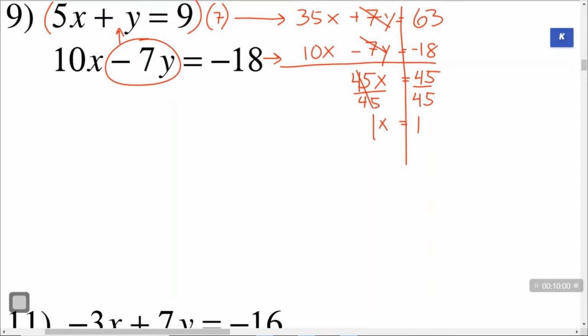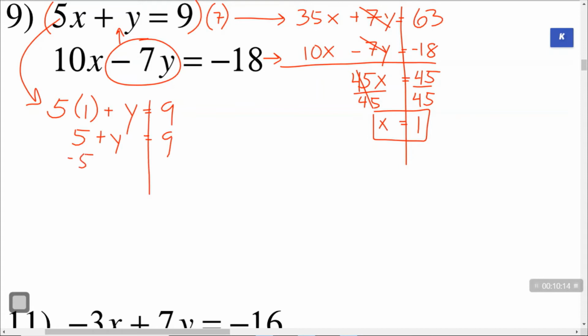Seeing that x is 1. Hey, that's the exact same thing we found out going the other way. But now let's plug this in. Again, you could do it either way. So 5 times 1 plus y equals 9. So that's going to give me 5. Subtract it. Find that y is equal to 4.